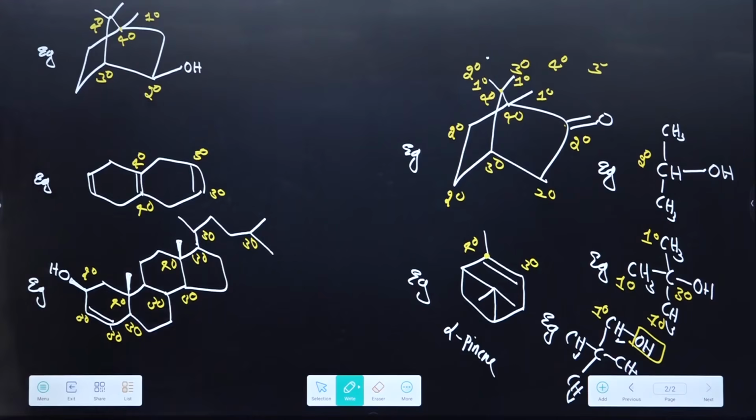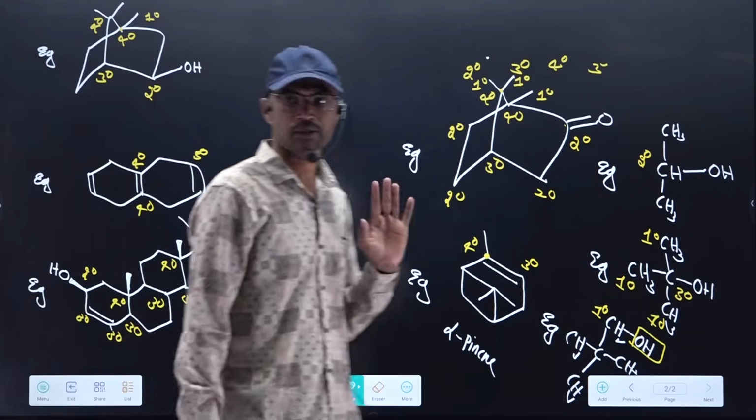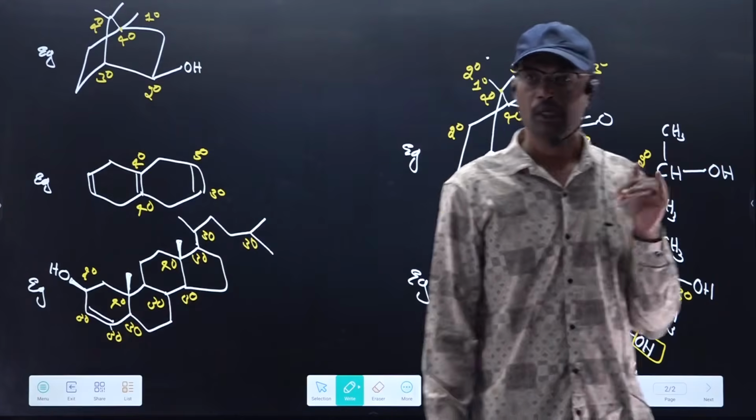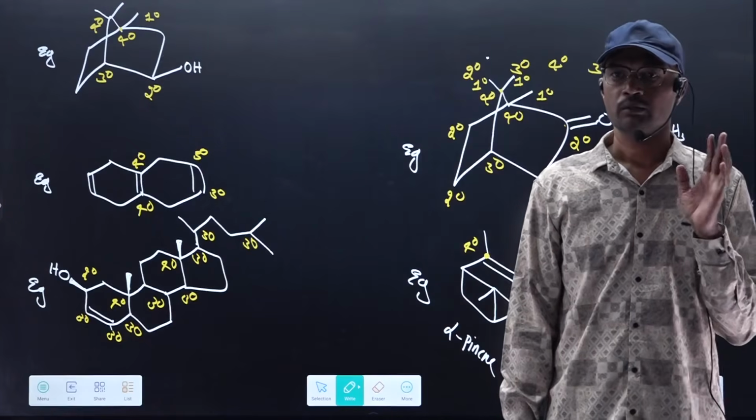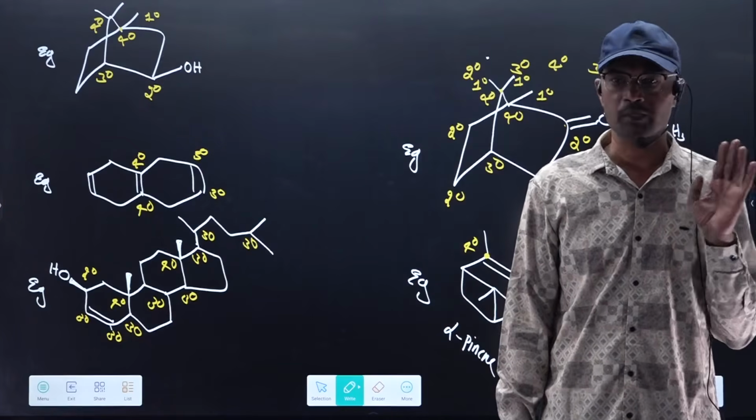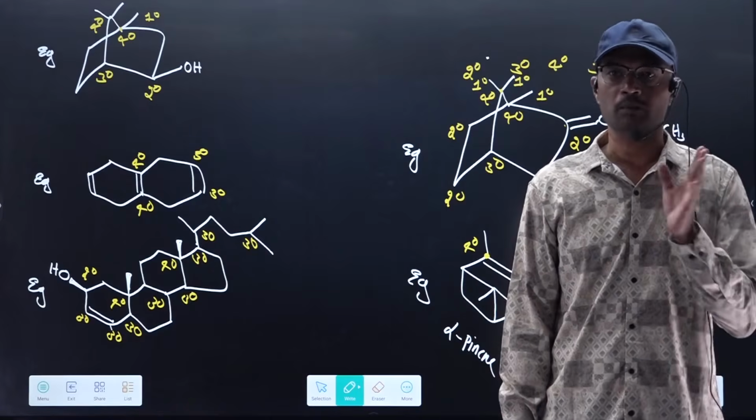So you can identify the carbons clearly, what type of carbon they actually have. Based on other carbons, we are classifying the carbons. That's it. Don't look at other elements. Hydrogen, oxygen, nitrogen, sulfur like that should not be considered. Only consider other carbons only.